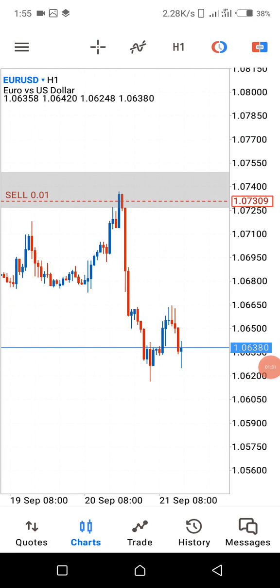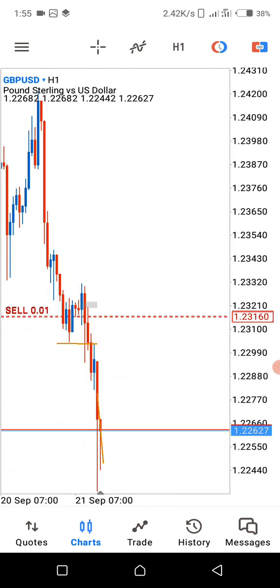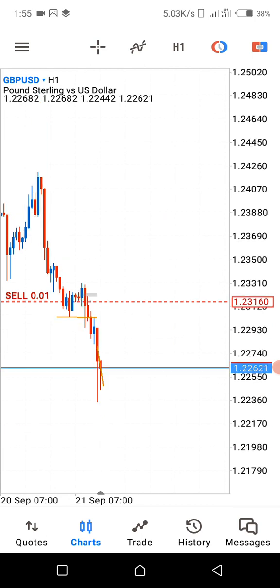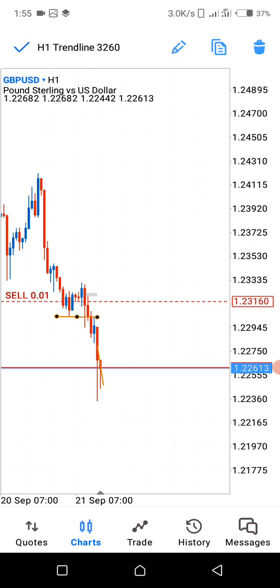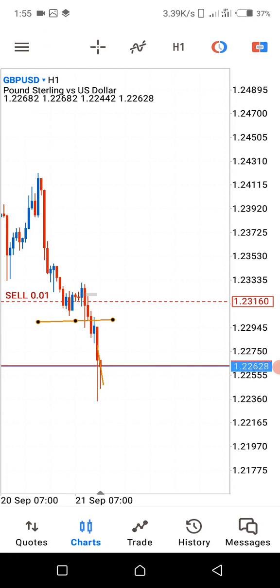I also have the same setup on GBP USD. As you can see, this is the H1. Clearly there was a break of structure here, right? You can see, I hope you're seeing what I'm doing on the screen. A break of structure there. So the market took out this previous low, gave us a lower low.